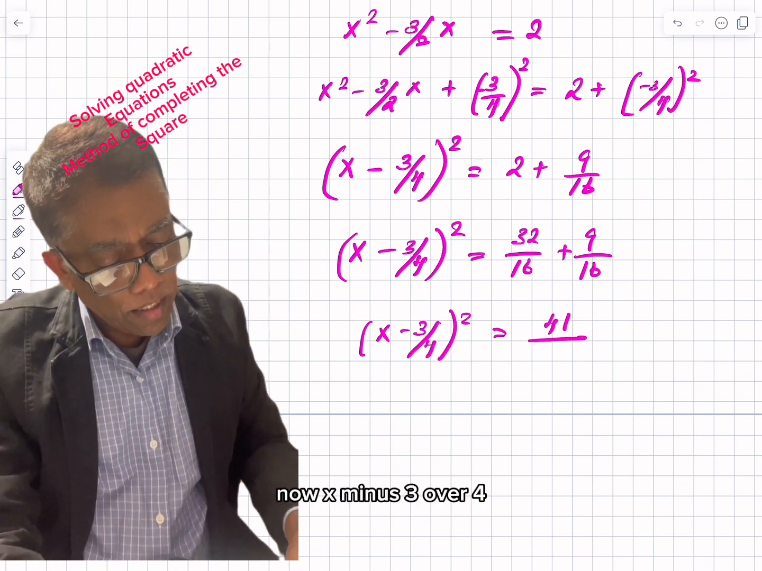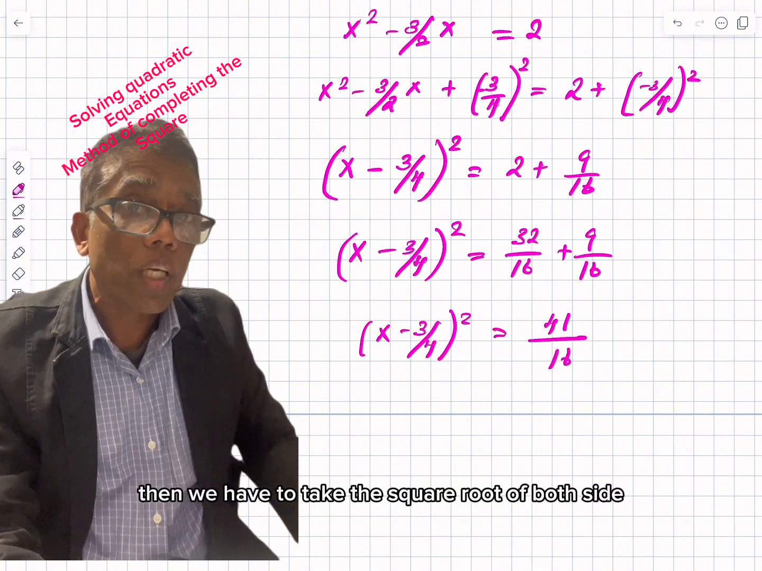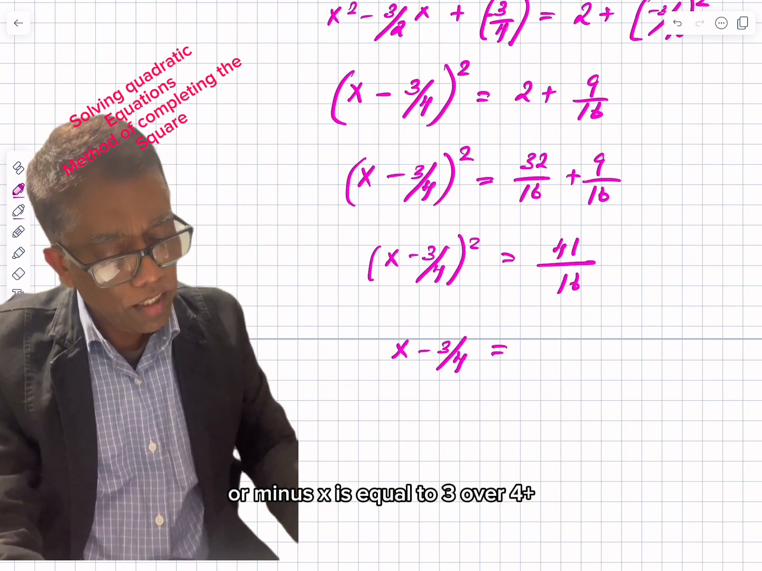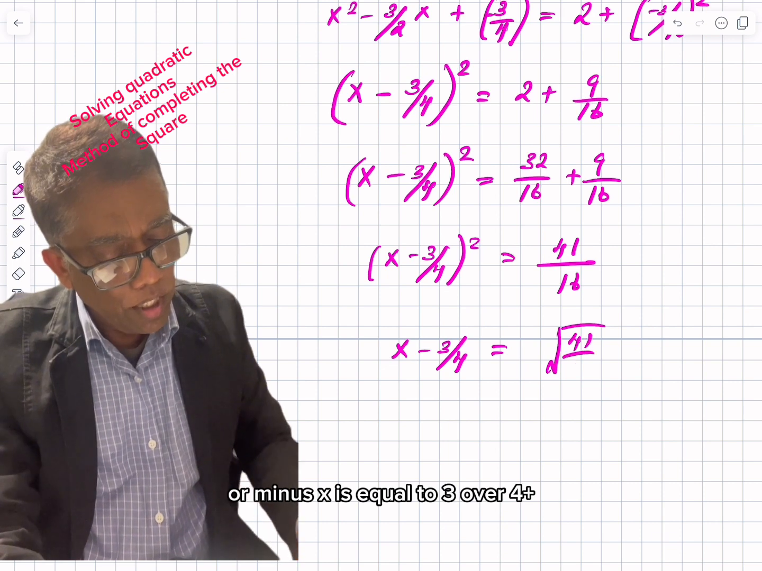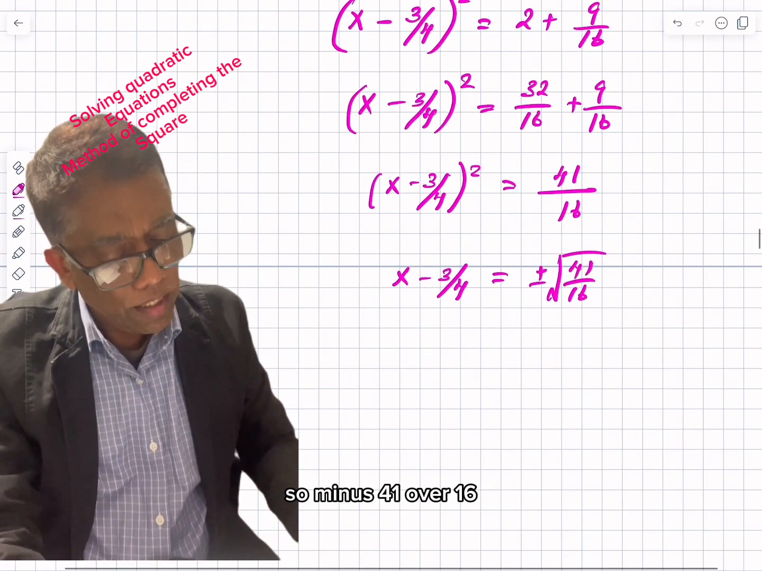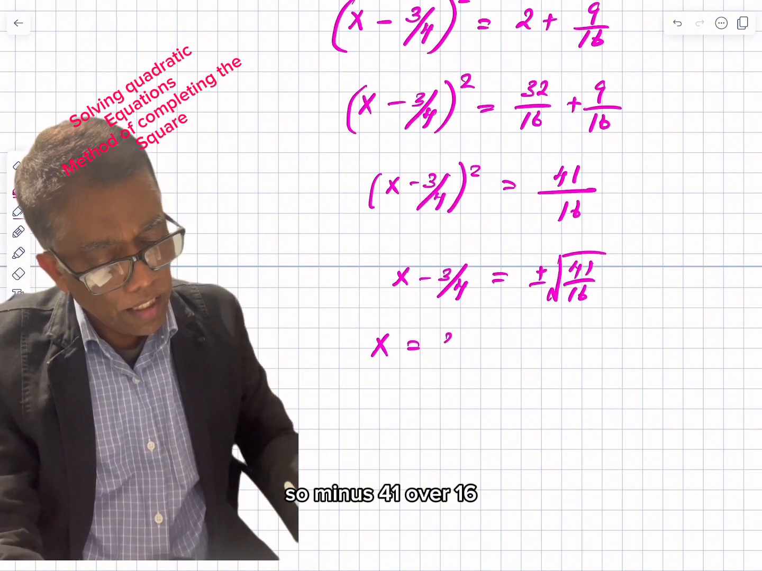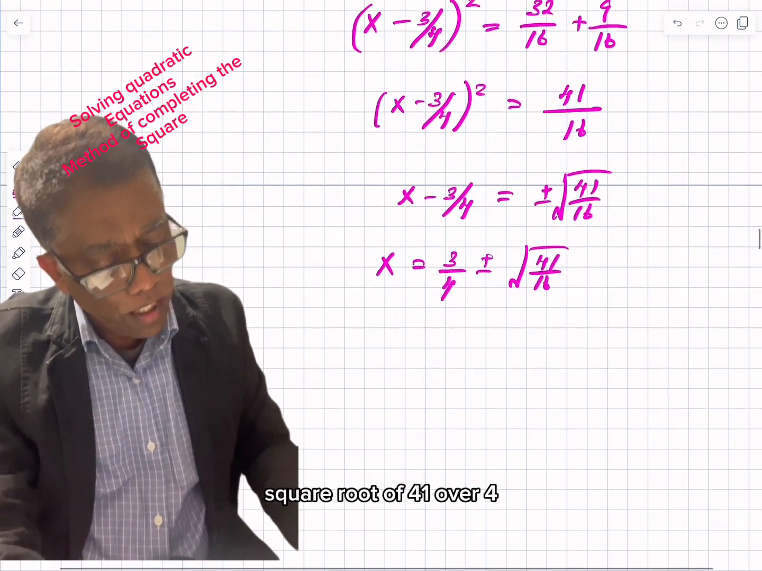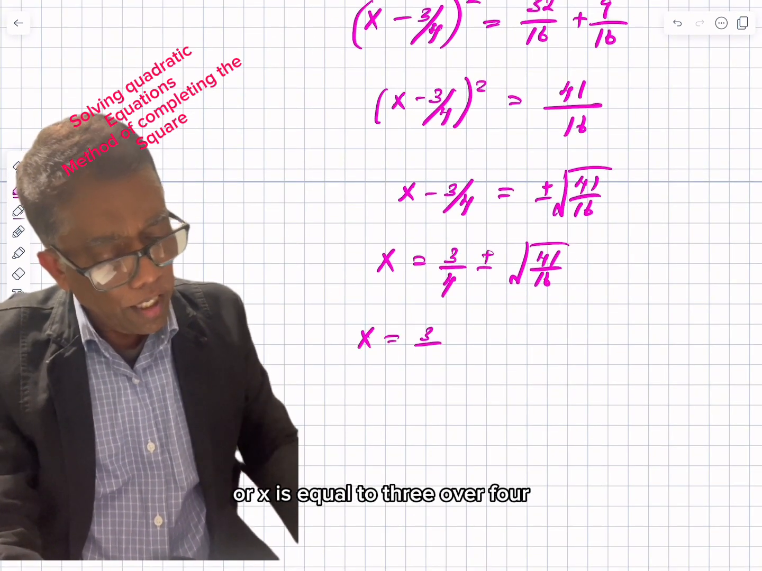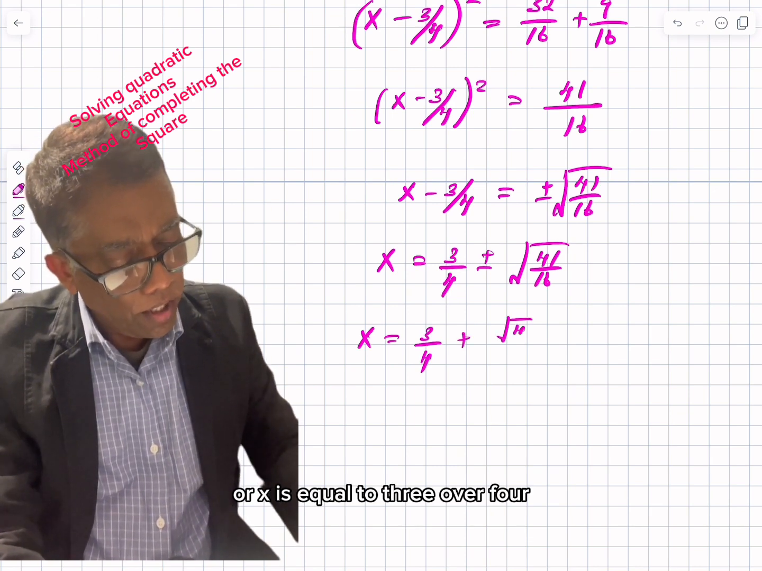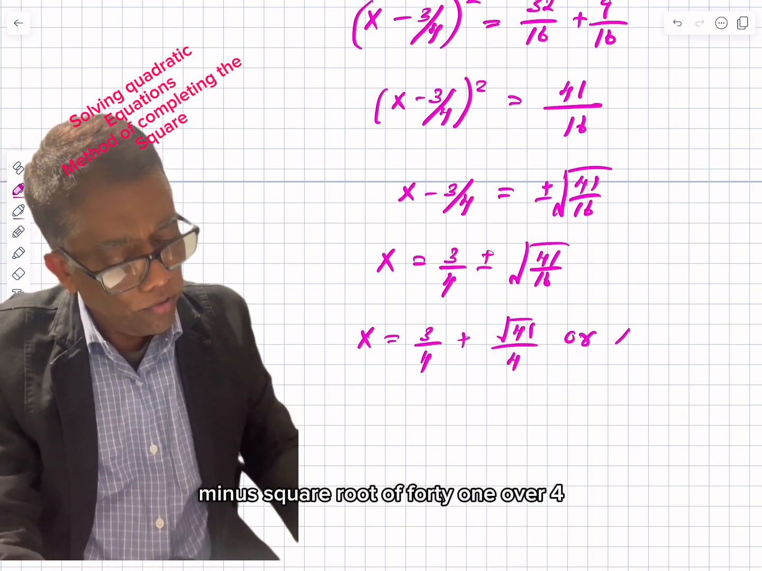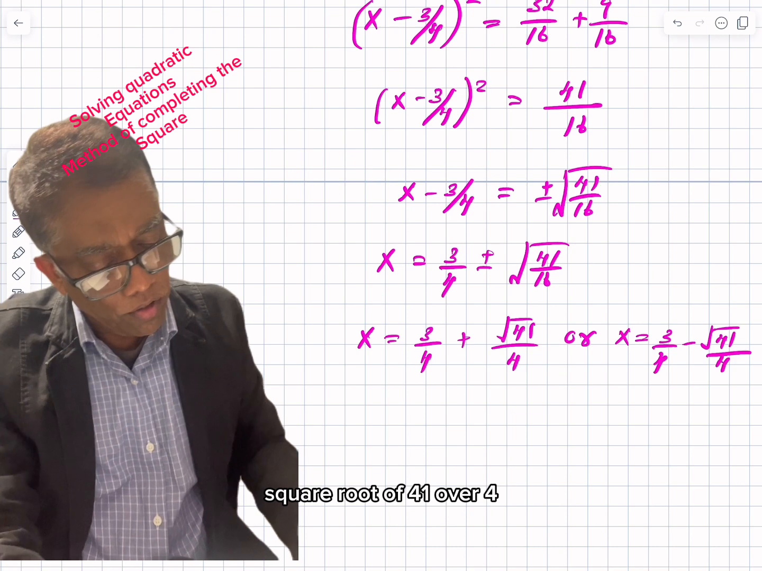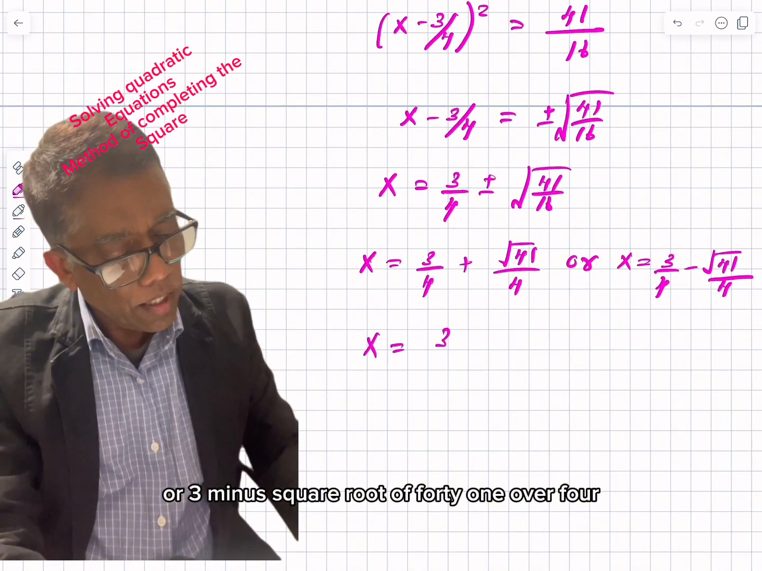Now x minus 3 over 4, then we have to take the square root of both sides. The square root of 41 over 16, plus or minus. x is equal to 3 over 4 plus or minus square root of 41 over 4. Or this can be written as x is equal to 3 over 4 plus square root of 41 over 4, or x is equal to 3 over 4 minus square root of 41 over 4. The final answer can be written as 3 plus square root of 41 over 4, or 3 minus square root of 41 over 4.